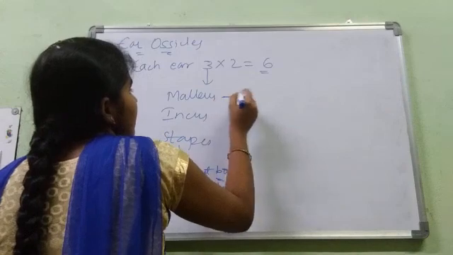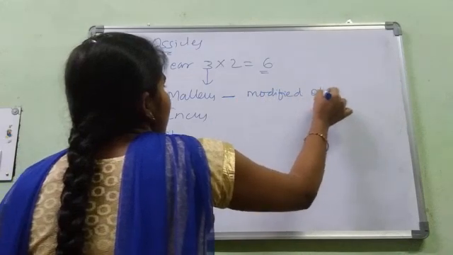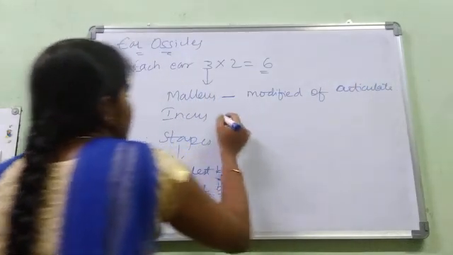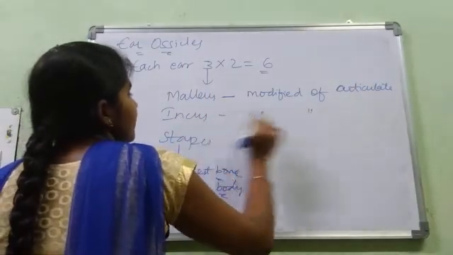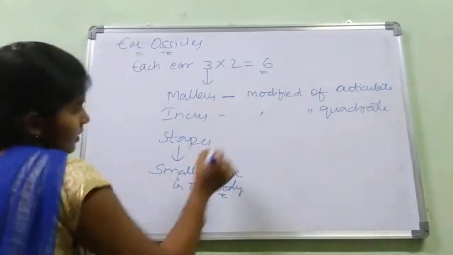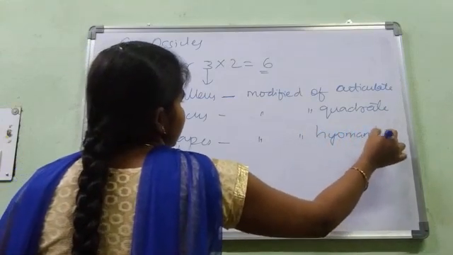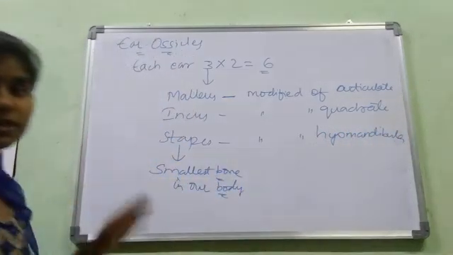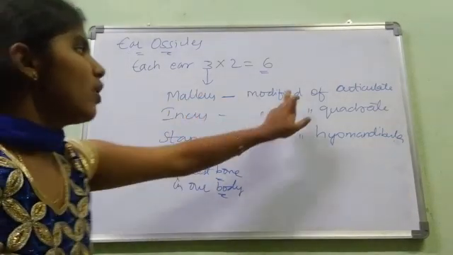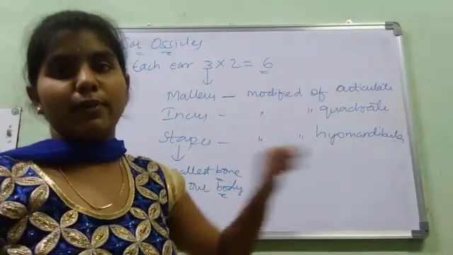And malleus is modified from the articular. Incus is modified from the quadrate. Stapes is modified from the hyomandibula. Remember this, friends, this is important. I'll tell you the trick to remember. Malleus is modified from articular, incus is modified from quadrate, and stapes from hyomandibula.